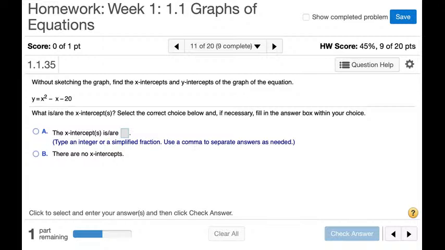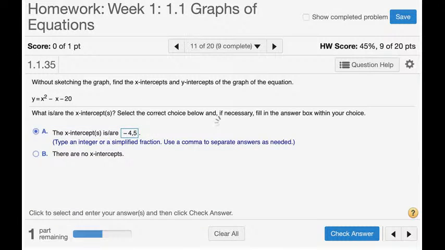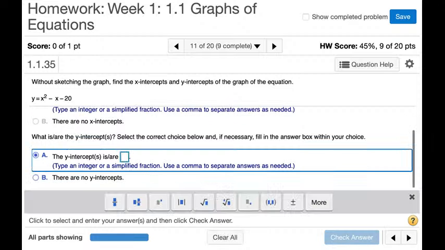Let's see. Without sketching the graph, find the x and y intercepts. Okay. So for the x-intercept, we set y to 0. So we're going to factor. I might need to write this one out. We need two numbers that multiply to negative 20 and add to negative 1: negative 5 and 4. So it's x minus 5 and x plus 4, which means the x-intercepts are negative 4 and 5. Then the y-intercept, we set x to 0, and it gives us negative 20.